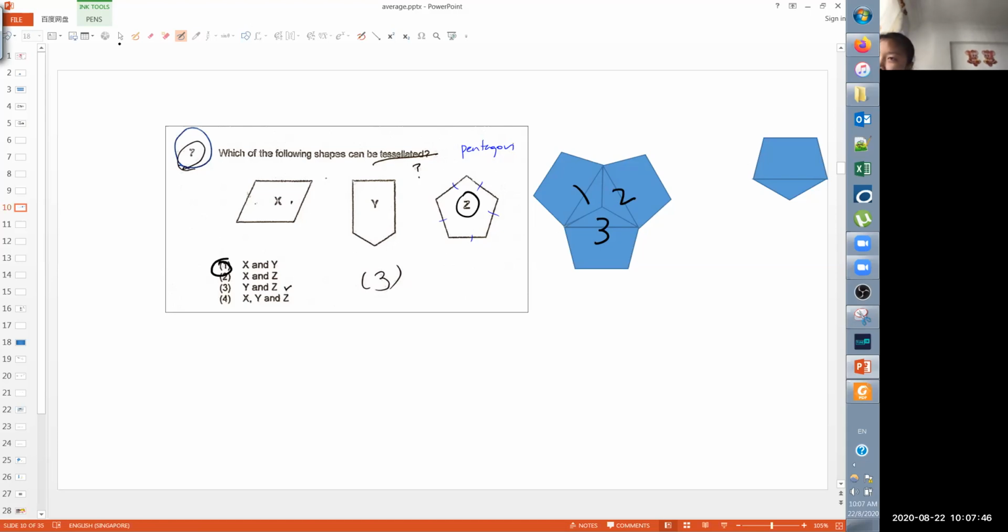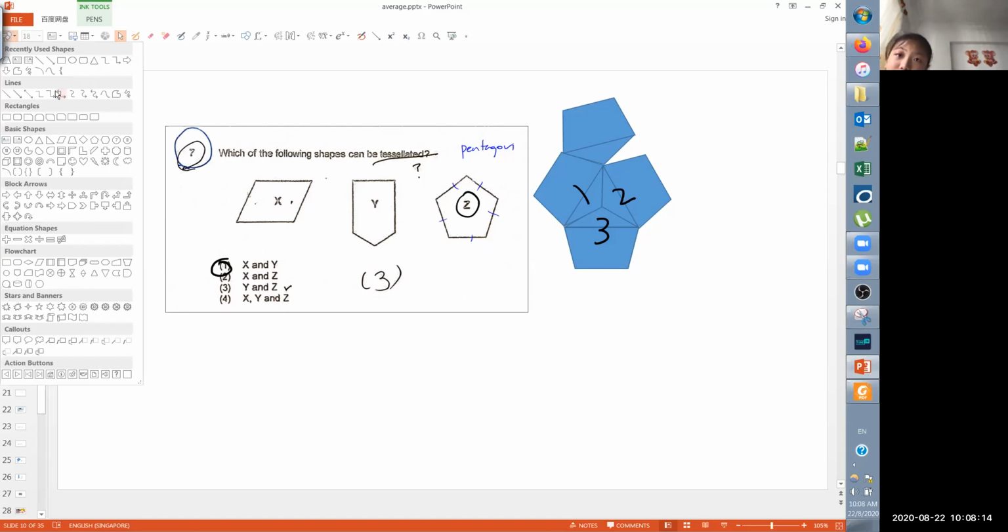But now with this, you can't fit in nicely, right? Can you fit in nicely? You can't, right? So there is no way you can fit this in nicely anymore. So that's why this cannot give you the tessellation, no matter how you try. You can fit in like this and still leave a gap. You get my point?